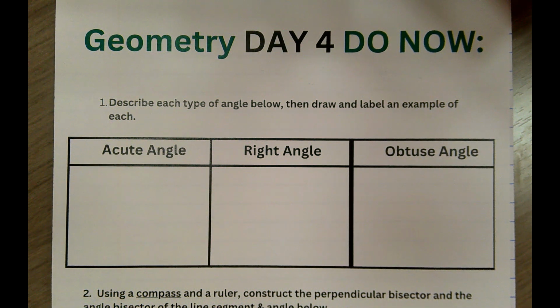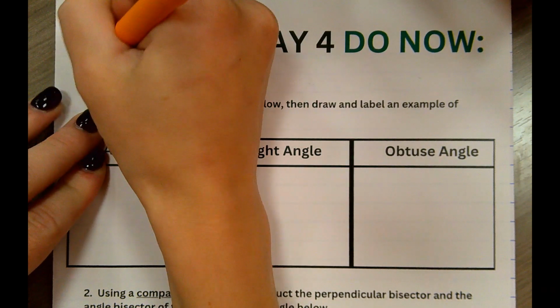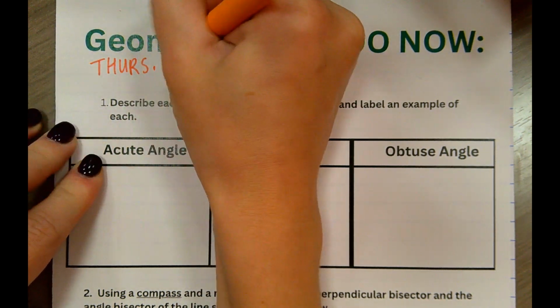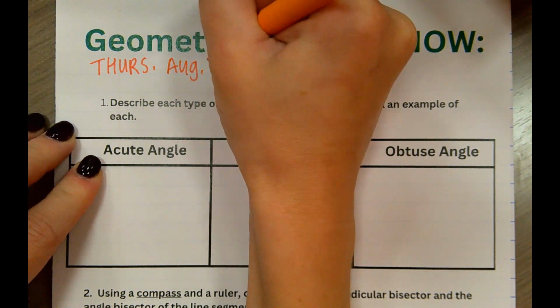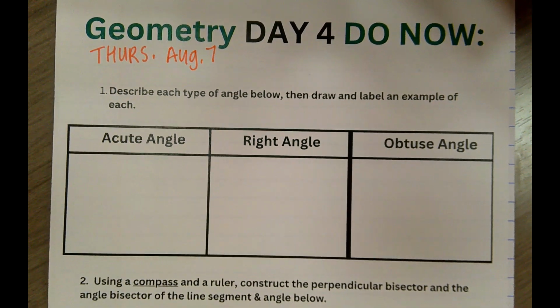It is day 4 in geometry, and today is, let's see, Thursday, August, is it the 7th? Okay, I'm going to put that on here. Thursday, August 7th. Okay, and for your do now, I made a little worksheet for you.